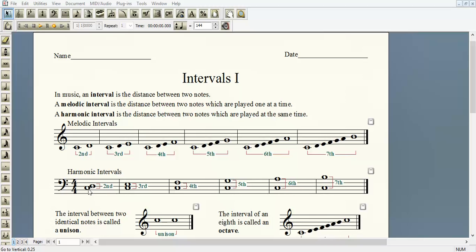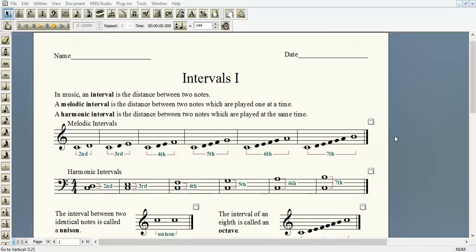So if we start on the C, as it's written here in the bass clef, the very next thing up is the line for D. Well, there are no notes in between there, ignoring sharps and flats for the moment, so that makes it a second. We go from C to D, second. Or from C to E, and there's a line in between where the D would go, so that makes it a third. 1, 2, 3, and so on.